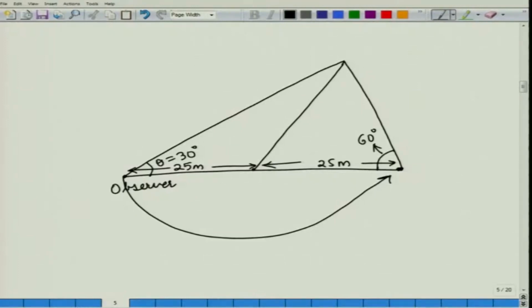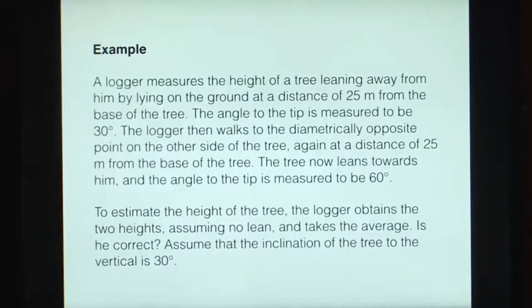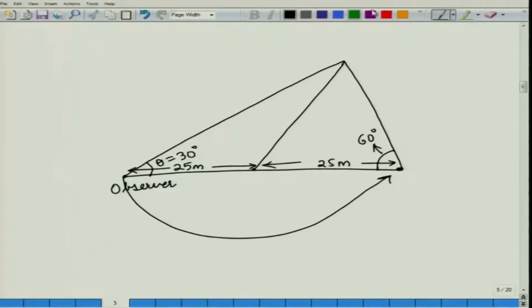Now, the question further states, to estimate the height of the tree, the logger obtains the two heights assuming no lean and takes the average. Is he correct? Assume that the inclination of the tree to the vertical is 30 degrees. So, now coming back to the tablet, what it states is the angle of inclination of the tree to the vertical. So, this angle is 30 degrees.